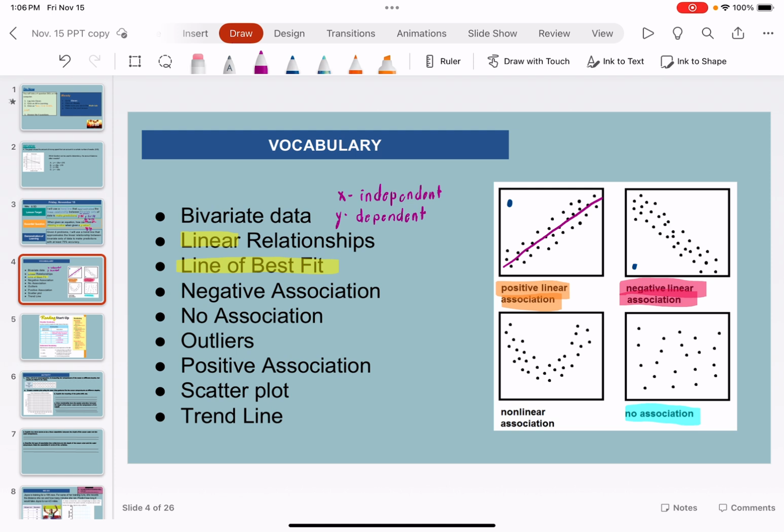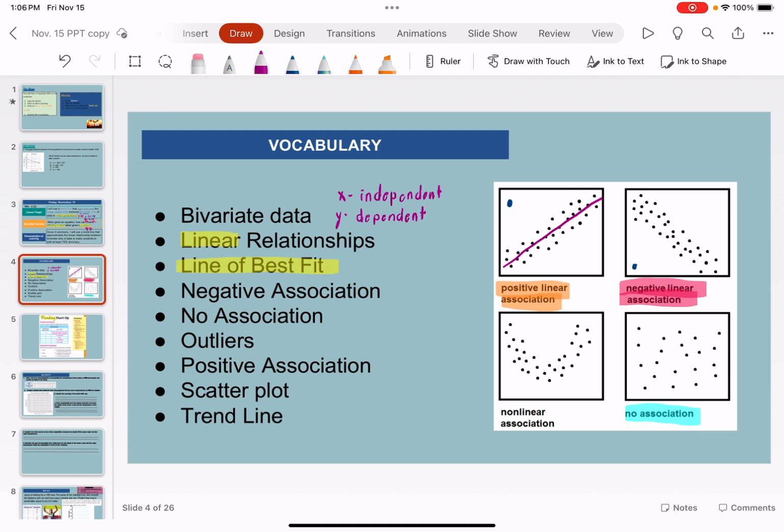And then we have scatter plot. So a scatter plot is a set of points plotted on a coordinate plane. So all of these are examples of scatter plots. That's what we're working on. And lastly, trend line. So the trend line is a line on a graph that shows the association or the general direction between the data set.